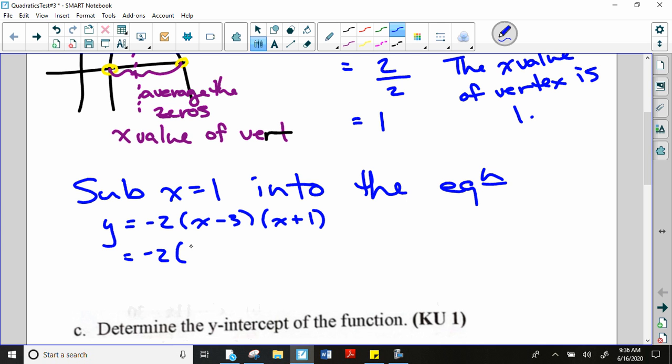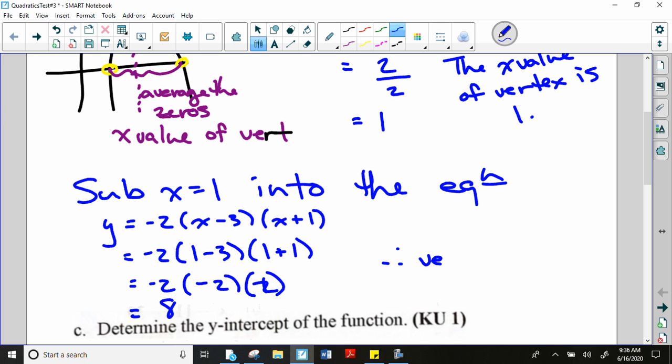-2(1 minus 3)(1 plus 1). When you are plugging in the x value of your vertex, these two brackets will always have the same number but opposite signs. So -2, positive 2, because it's exactly in the middle. You're creating a mirror image on either side. -4 times positive 2 is -8, so -2 times -2 times 2 gives positive 8. Therefore, the vertex at an x value of 1 gives you a y value of 8.